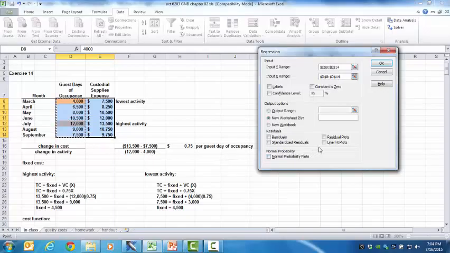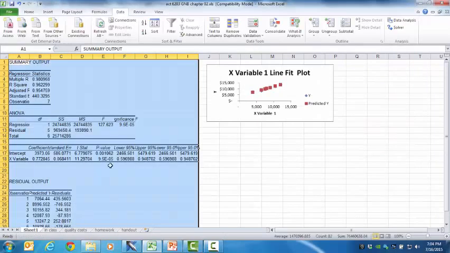What we need to do then is we can click here for a line fit plot, just to get a picture of it, and always make sure that your data is going to a new worksheet. If you don't, wherever your cursor is located, which for me is right here, the output would go right there and overwrite everything else. But if you send it to a new page, there's nothing for it to overwrite. And this is what it's going to produce.